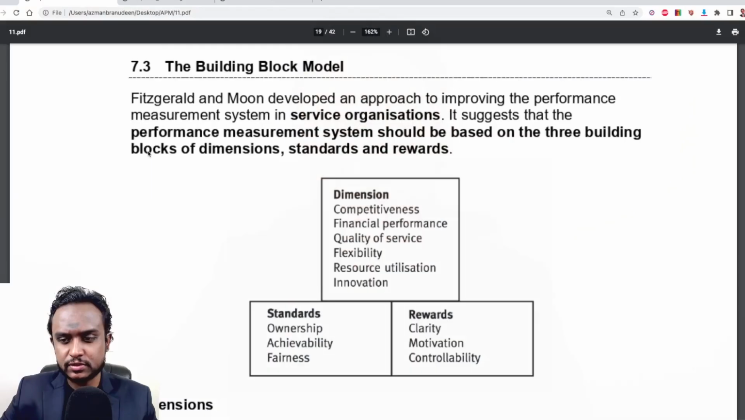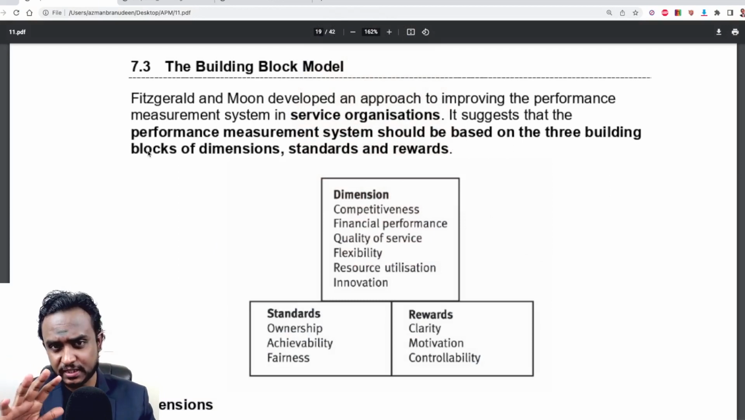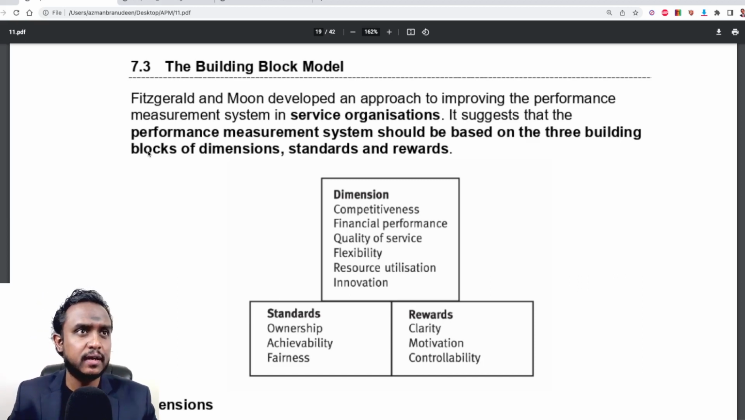Welcome back. We will be looking at the second model prescribed for you in this chapter, that is Fitzgerald and Moon's building block model. This is another performance management tool used to manage company performance in a holistic way, that is both financial and non-financial. In terms of simplicity, it's not as straightforward as the balanced scorecard. Let's take a closer look at it.